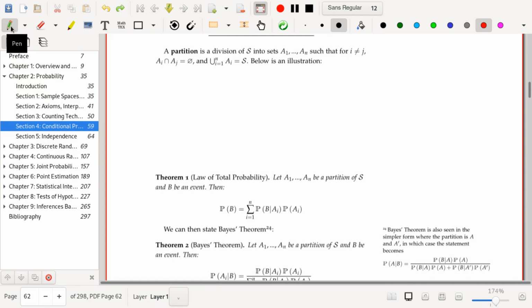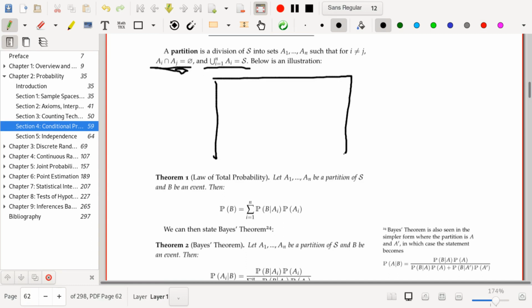Before I can talk about Bayes' theorem, which is a very important theorem in probability theory and very frequently used and cited, in fact a foundation for almost an alternate school of thought in statistics, we need to first talk about partitions and the law of total probability. A partition is a division of a sample space S into sets A1 through AN, such that any two sets are disjoint, and the union of all of those sets is the sample space. Here's an illustration.